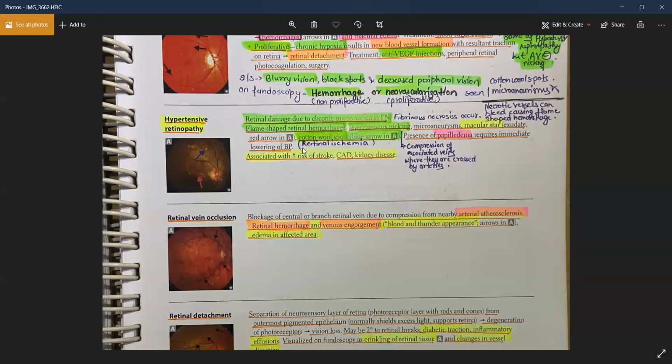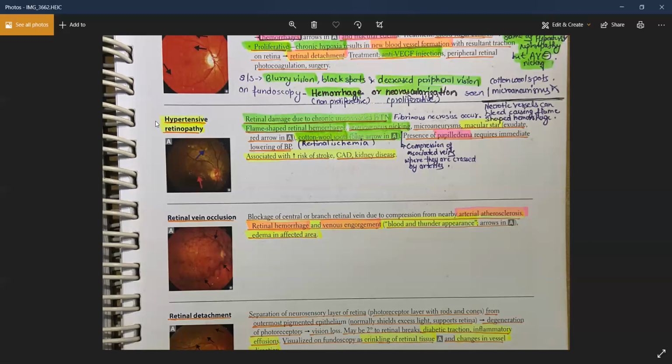Because of this arteriosclerosis, you're having a narrowing of the vessels, and as a result, the blood supply will be decreased. You will also have the papilledema, and when you have the papilledema, that means you're having a high intracranial pressure, and that means you need an immediate lowering of the BP, because in that case your brain is dying, right? You have an increased risk of stroke and the CAD and kidney disease.